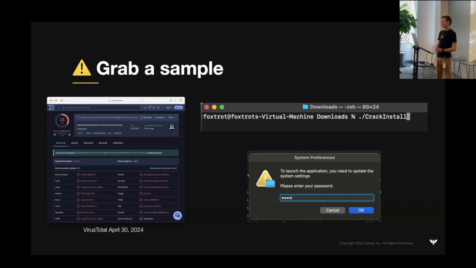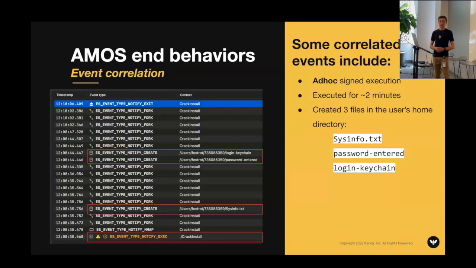It's going to ask for my password. I'm going to go ahead and enter that a few times, and then we're going to take a look at the end behaviors. So I used Mac Monitor to go through the telemetry here, and I color-coded exec events to indicate ad hoc signing. So the first thing I want everyone to identify here is Amos is ad hoc signed. So let's make a note of that.